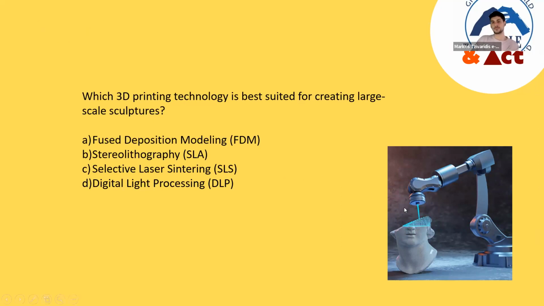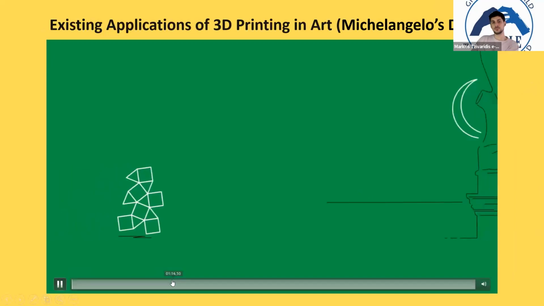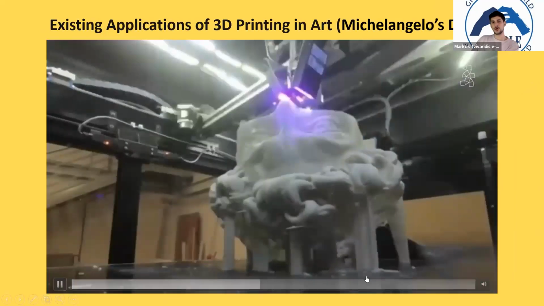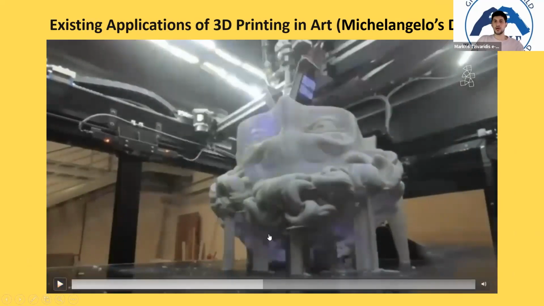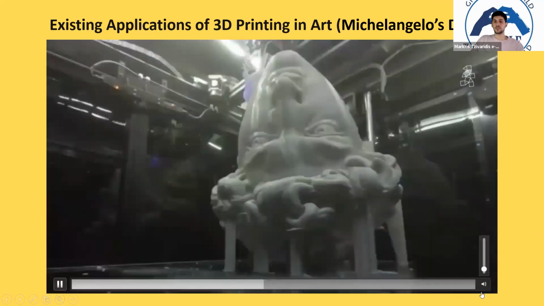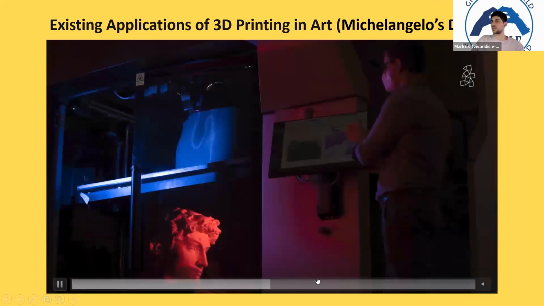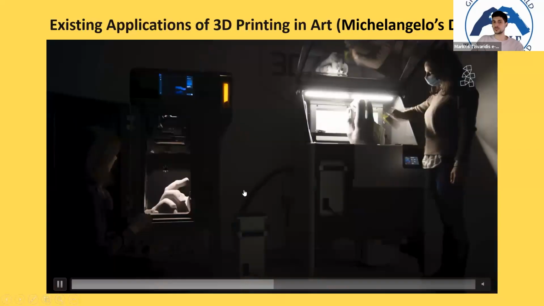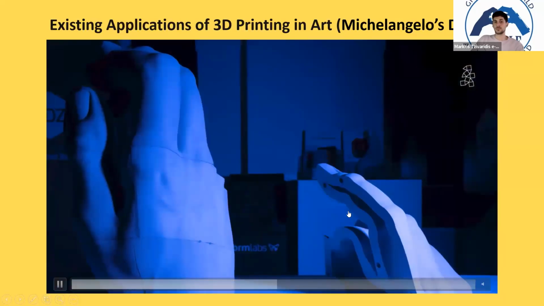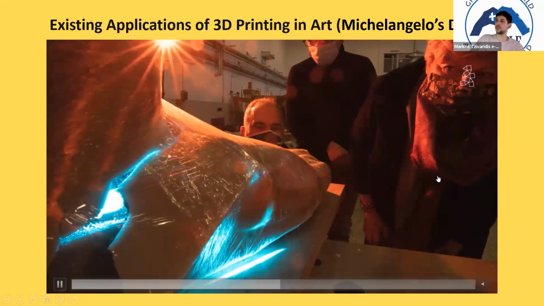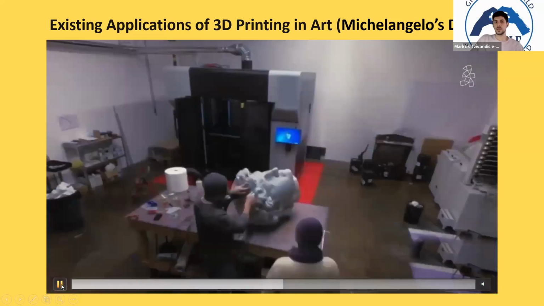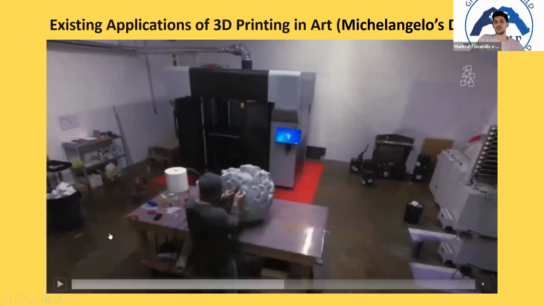Let's go back to Michelangelo. So as you can see, the 3D printer here creates the whole head. And to create the whole head, you need a lot of build space. And FDM 3D printers can be made to print in a big space. Can you see how big this head is?